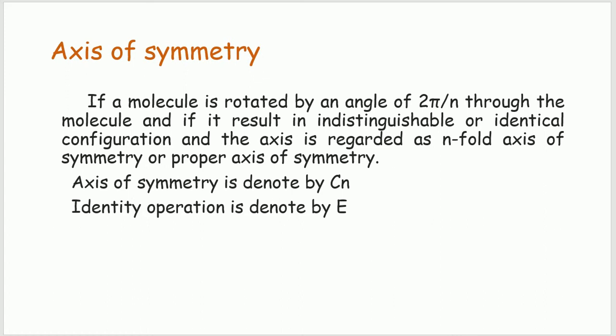What is an axis of symmetry? An axis passing through a molecule over which a rotation of an angle of 2 pi by n, if it results in an indistinguishable configuration, is termed an axis of symmetry.